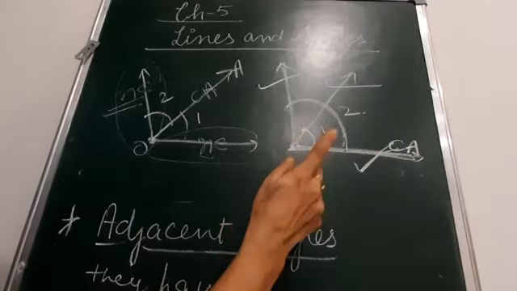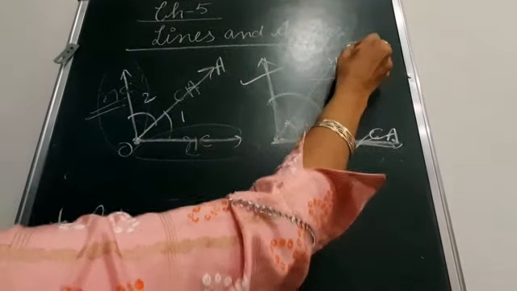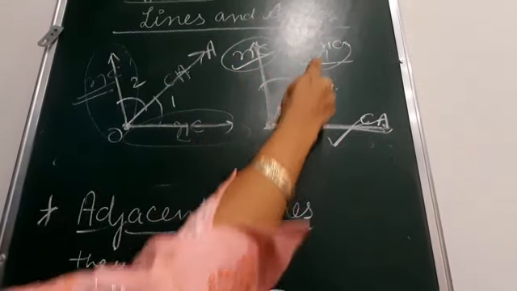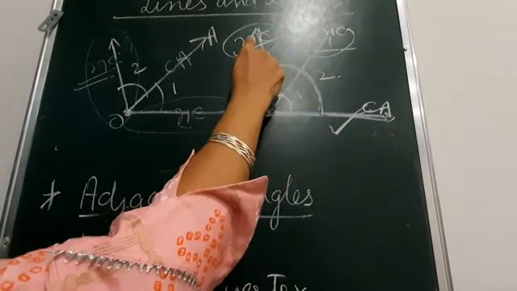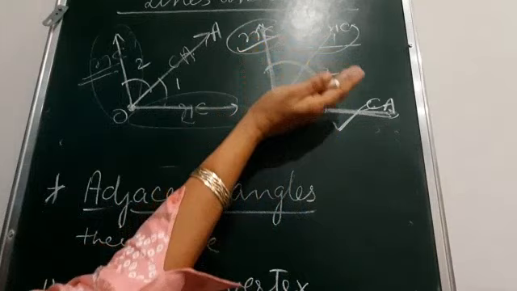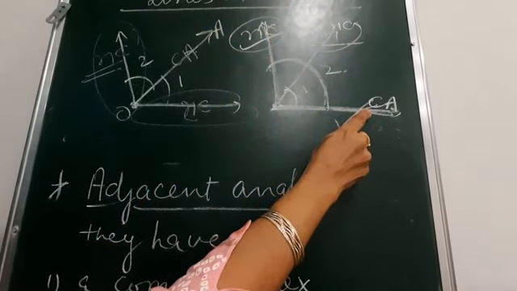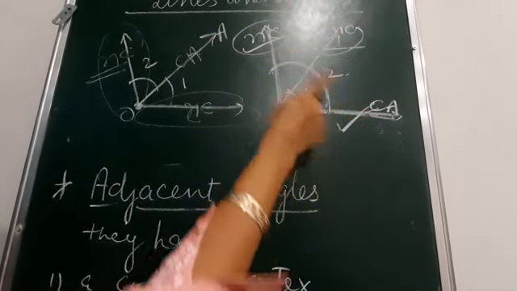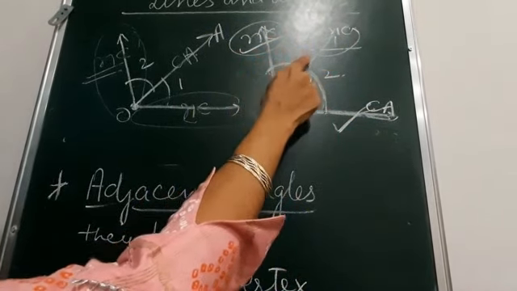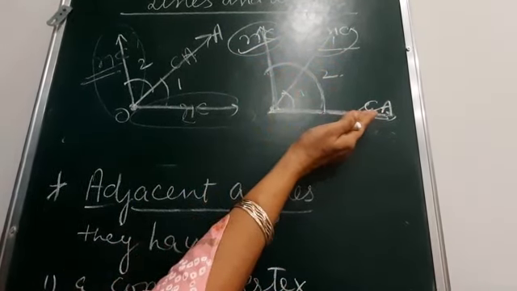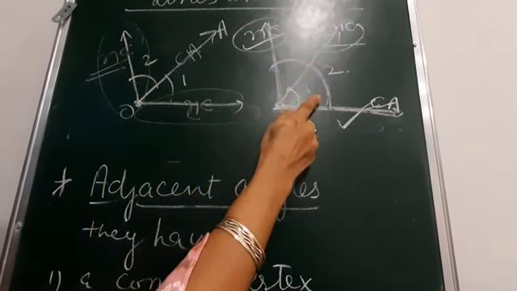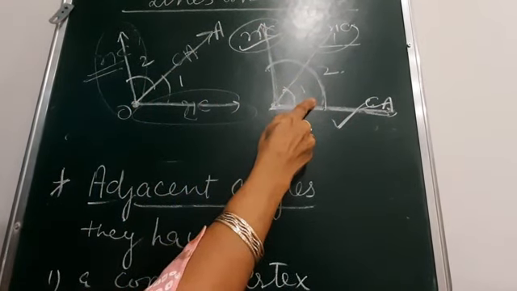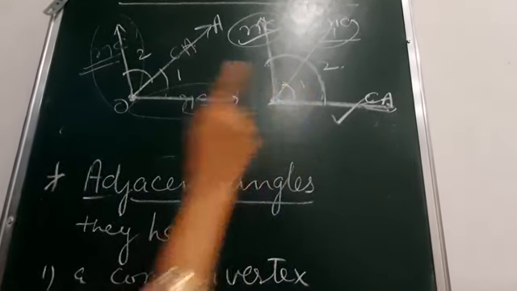Now the non-common arms are these. This is non-common and this is non-common. Angle 1 and angle 2 have this common arm, and these two are non-common. Now the non-common arms should have been on different sides of the common arm, but the non-common arms are on one side of the common arm, not on both sides. So this condition is not true. So these angles are not adjacent.